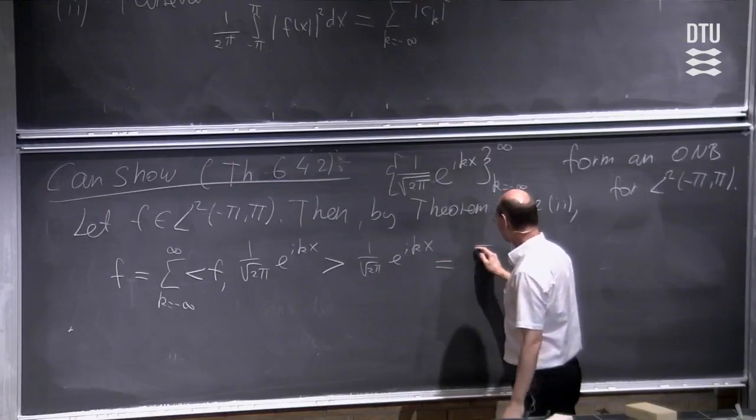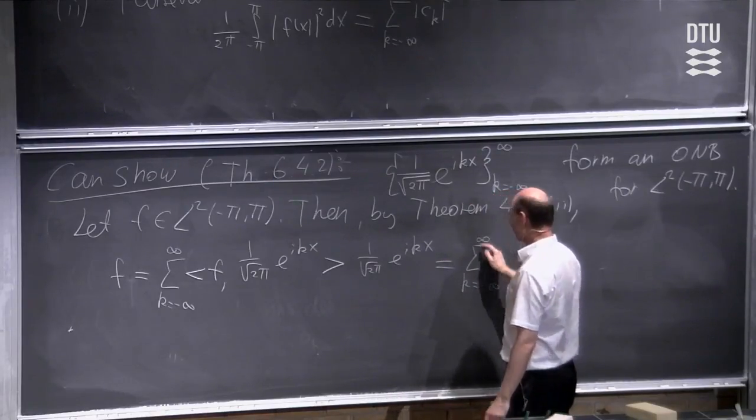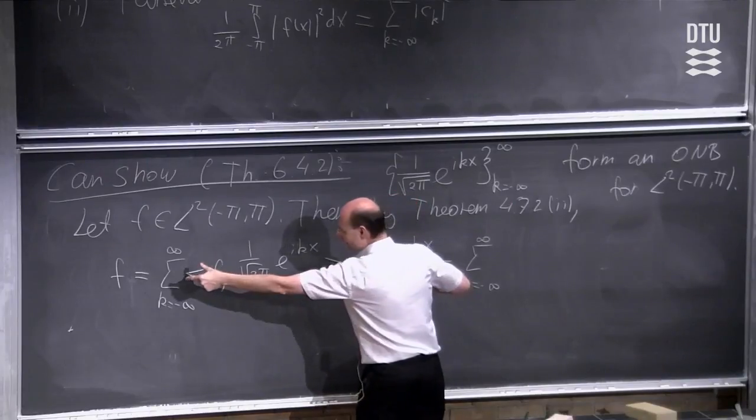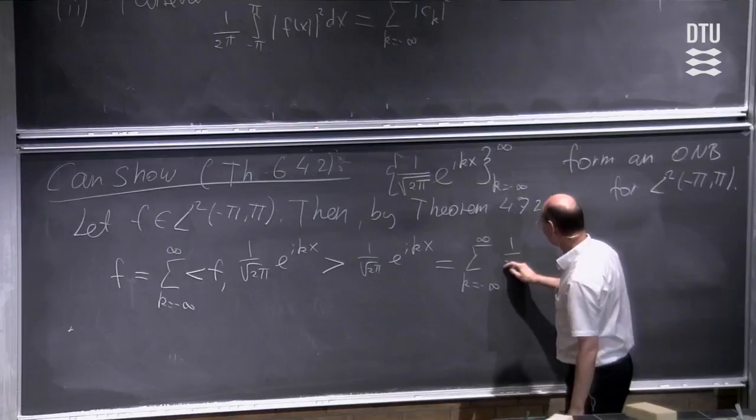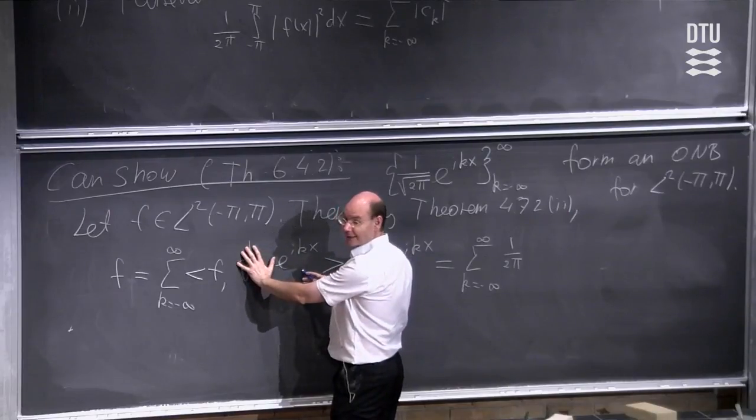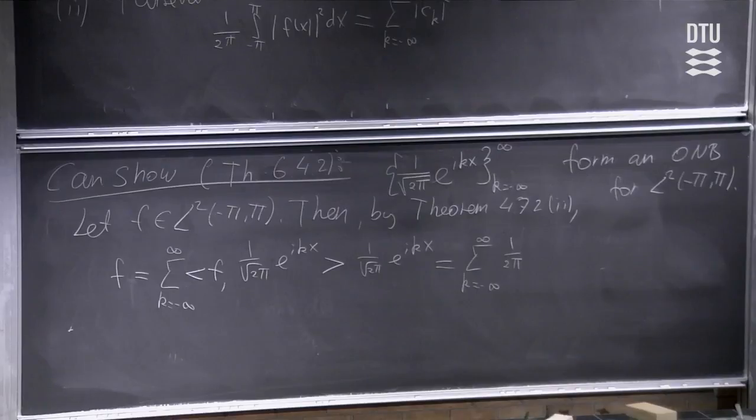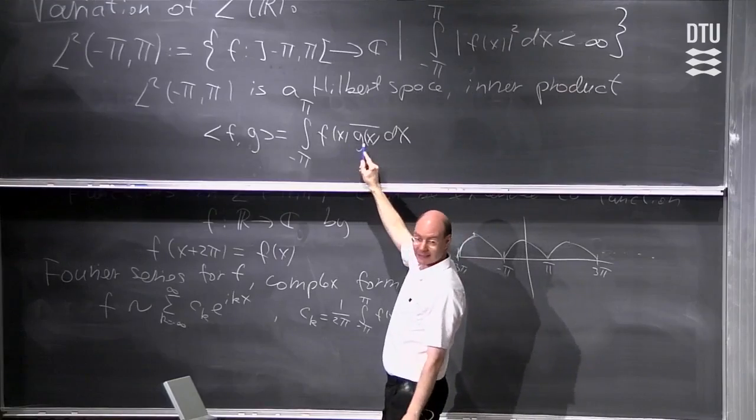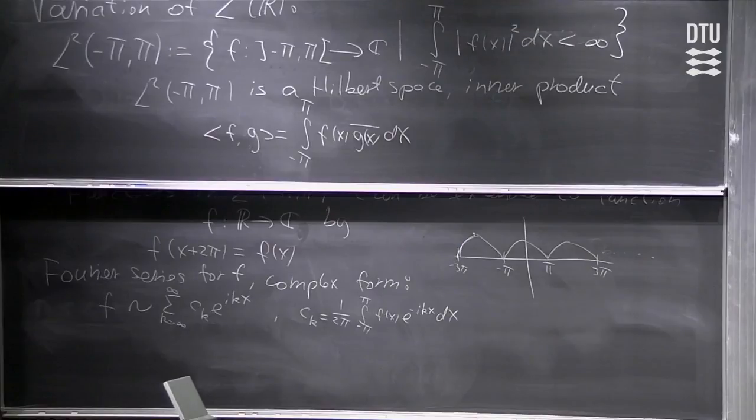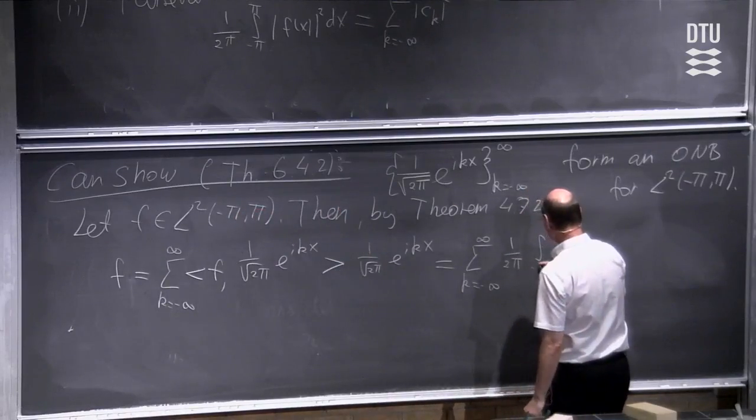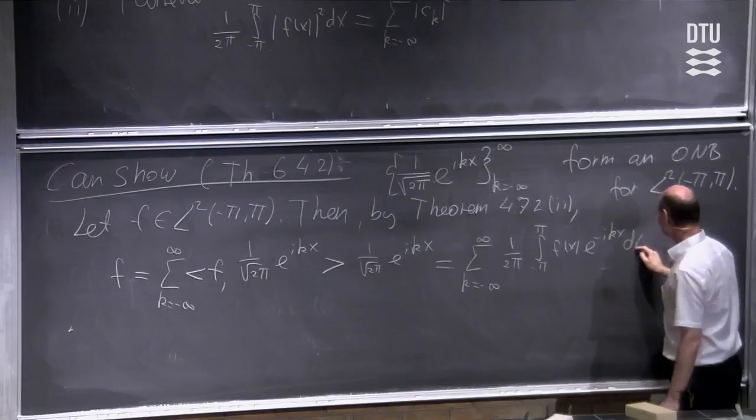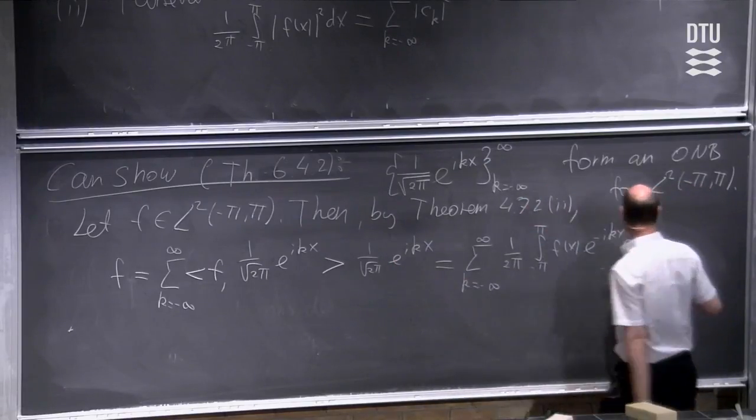So let's calculate this. This is the sum from k equal to minus infinity to infinity. We have this factor, 1 divided by square root 2 pi. We have it again here. So let's take it out and combine them. Then we get the factor 1 divided by 2 pi. Then what is left is the inner product between f and e to the I k x. But this is just f of x, and then we take the complex conjugate of e to the I k x, which is e to the minus I k x. So this is the integral from minus pi to pi, f of x e to the minus I k x dx. And all of this has to be multiplied with e to the I k x.